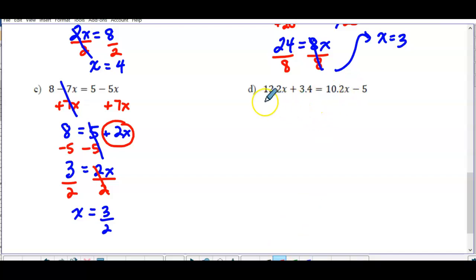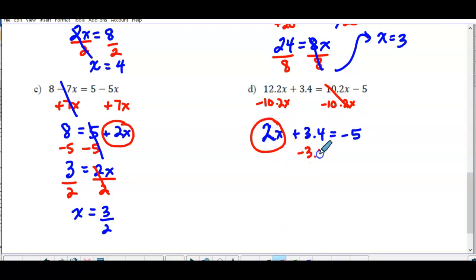In this case, smaller x term is 10.2, so I'm going to subtract 10.2x from both sides. Now what you'll notice is this is pretty easy to subtract. 12.2 minus 10.2 is just 2x plus 3.4 equals negative 5. And then x term by itself, I want to subtract 3.4 from both sides. That goes to 0, so 2x equals.